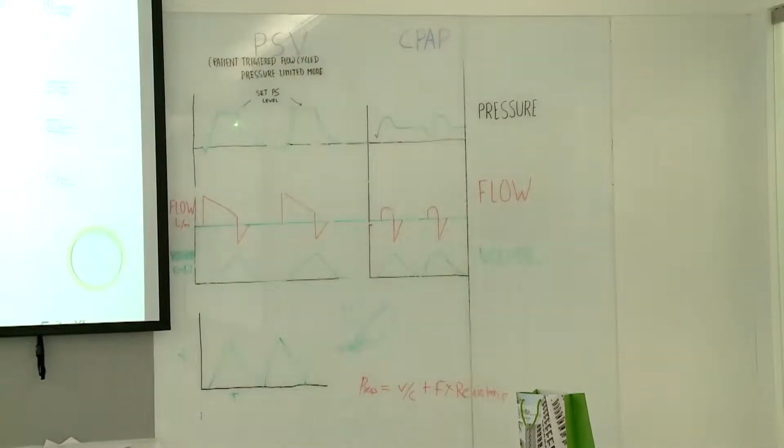If you see the pressure time graph here, it will look the same. Here the pressure will go up, and once the set pressure has been reached, the flow will get cut off from the machine. And this is the flow time graph.